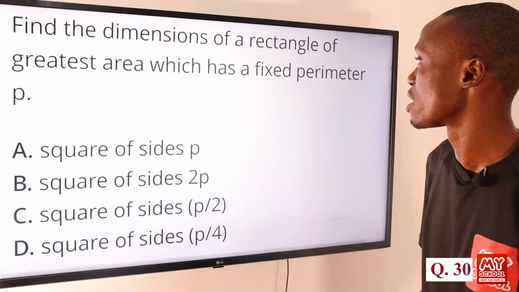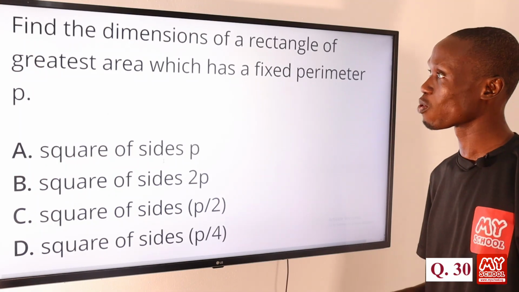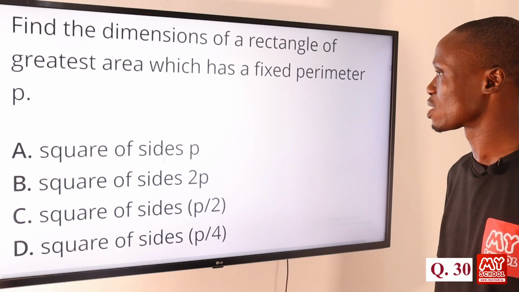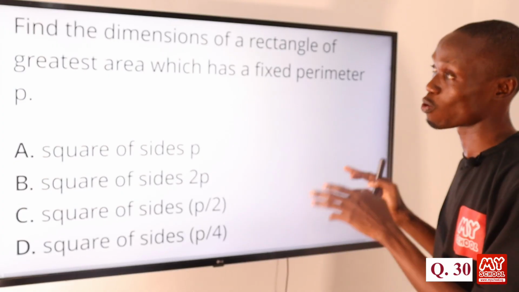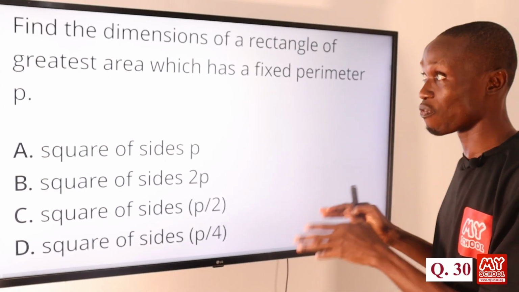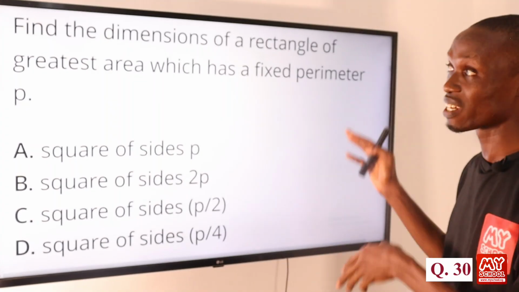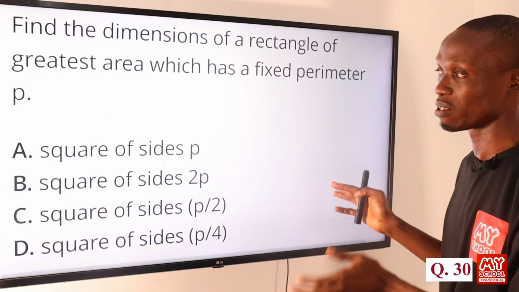Question 30. Find the dimensions of a rectangle of greatest area which has a fixed perimeter P. To solve this question, basically we are supposed to find the maximum value of the area. So in that case, it involves differentiation and the rest.